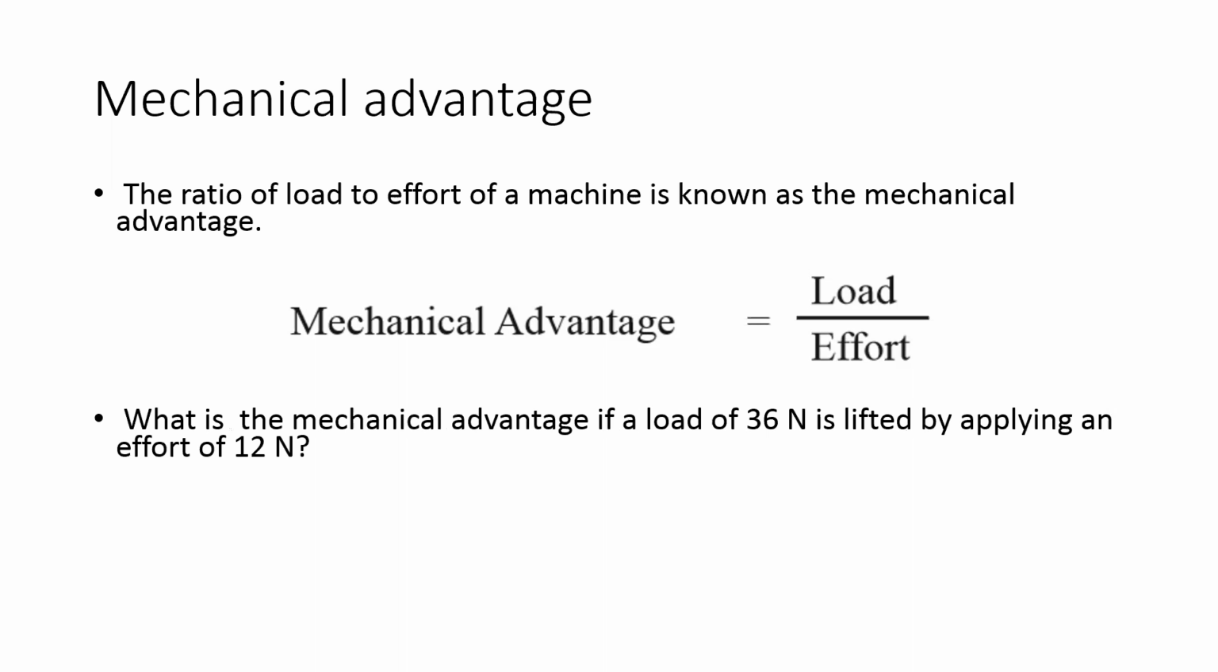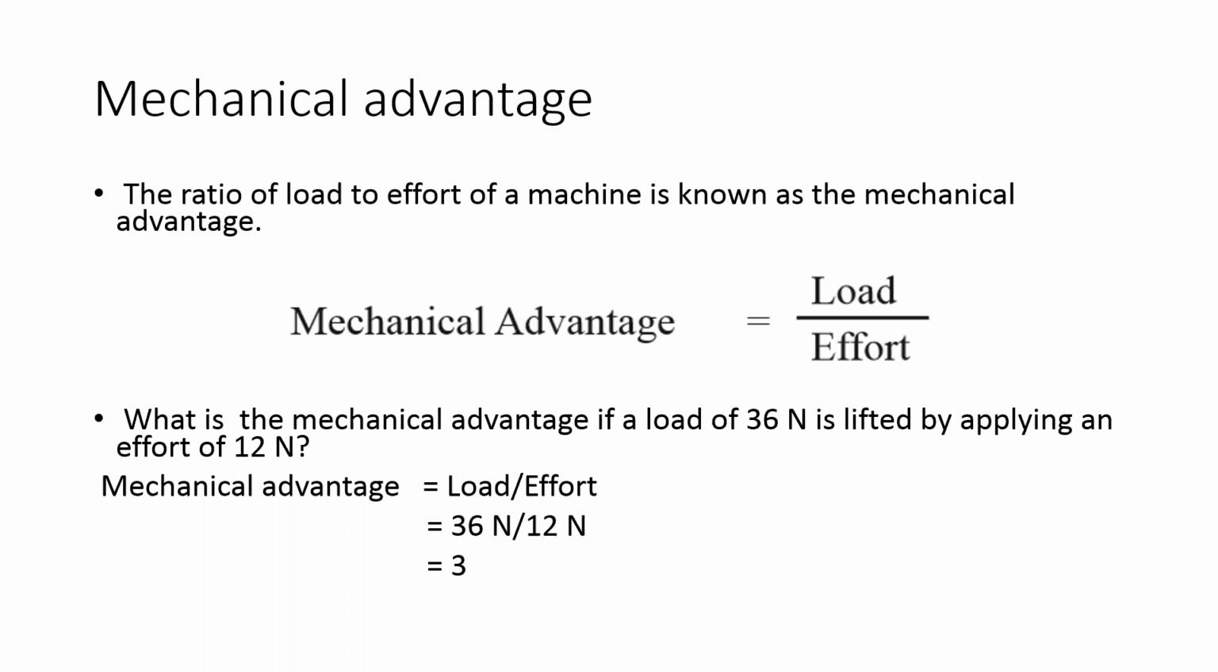What is the mechanical advantage if a load of 36 Newton is lifted by applying an effort of 12 Newtons? Mechanical advantage equals load over effort. Load is 36 Newtons, effort is 12 Newtons. Then mechanical advantage is 3.